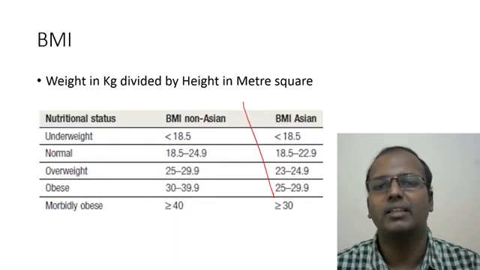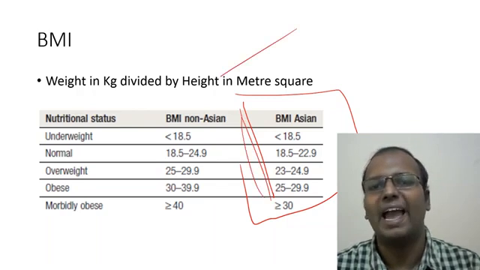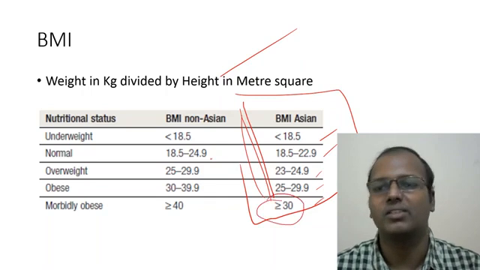So coming to BMI, this is the Asian cutoff for BMI, which is given in McLeod's. The formula is weight in kilogram divided by height in meter squared. Less than 18.5 is underweight, and 18.5 to 22.9 is normal for Asians. For Europeans or other populations, up to 24.9 is normal, but for Asians, it is up to 22.9. Then overweight, obese and morbidly obese. More than 30 is morbidly obese.